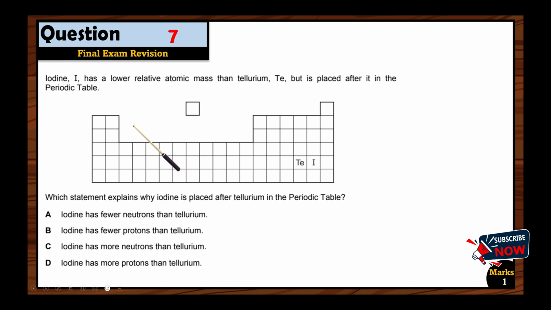Question number 7. Iodine has a lower relative atomic mass than tellurium, but it is placed after it in the periodic table. Which statement explains why iodine is placed after tellurium in the periodic table? We already know that in the periodic table, the elements are arranged according to their atomic number, not according to their atomic mass. So what is atomic number? Actually, it is the proton number. So if you see any option for the proton, let's see. Yeah, option number D. Can you see here that iodine has more protons than tellurium? Yeah, that's why it is after tellurium. So that's why option D is correct.